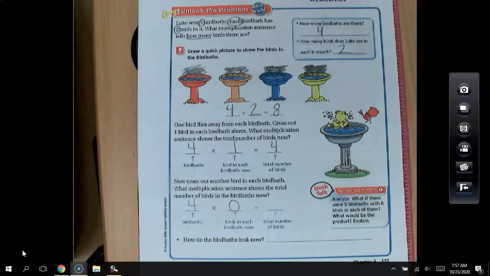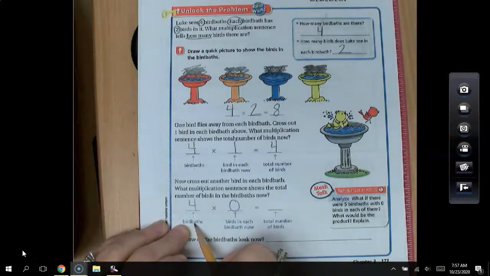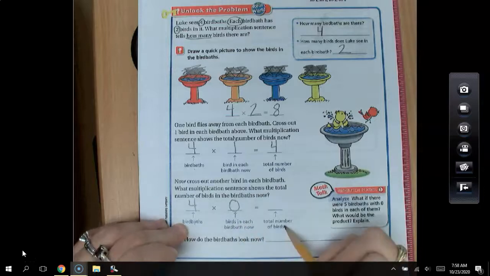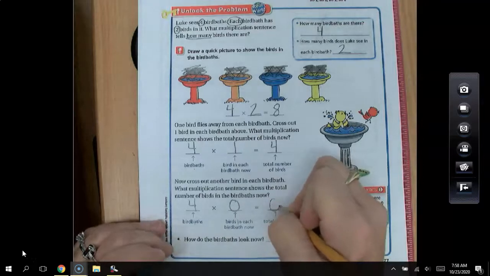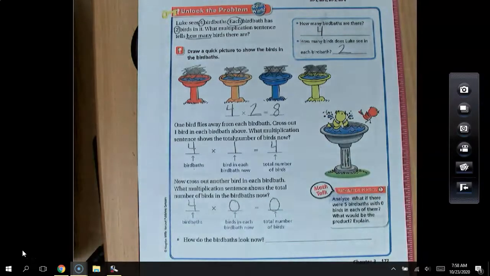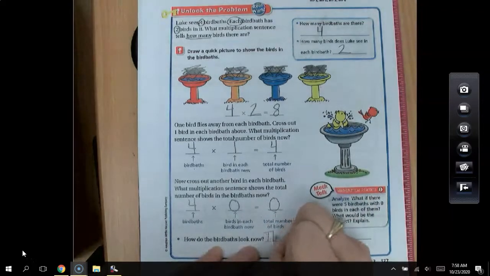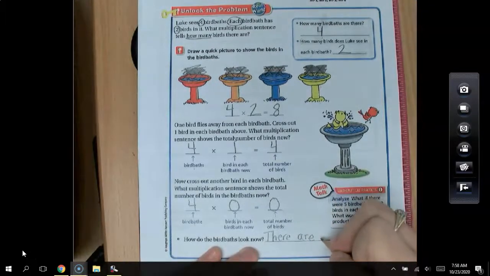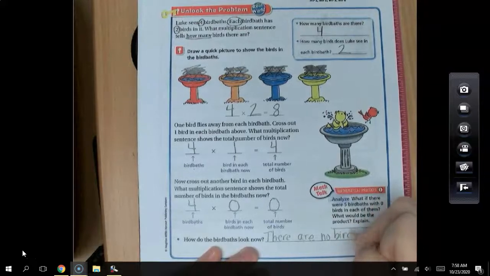So boys and girls, what do you think the total number of birds is? If I have 4 bird baths and there are 0 birds in each of those bird baths, how many birds do I have? If you said 0, you're correct. Good job. Well, it's asking me, how do the bird baths look now? Well, there are no birds in them.